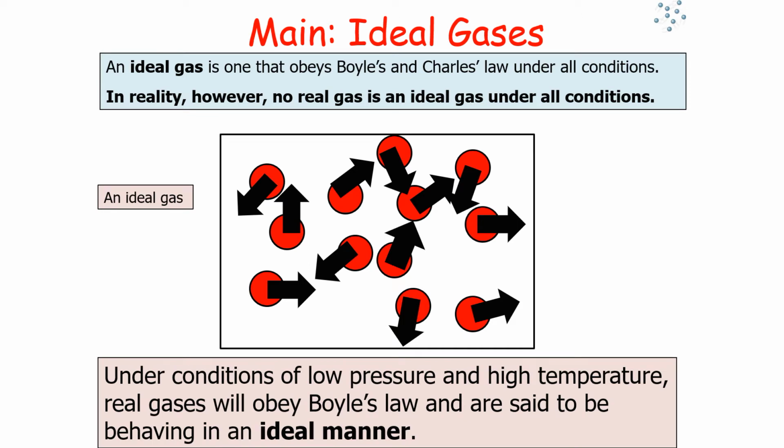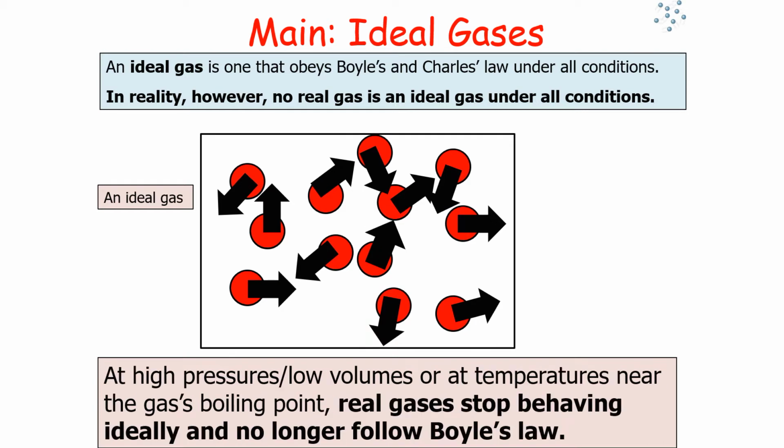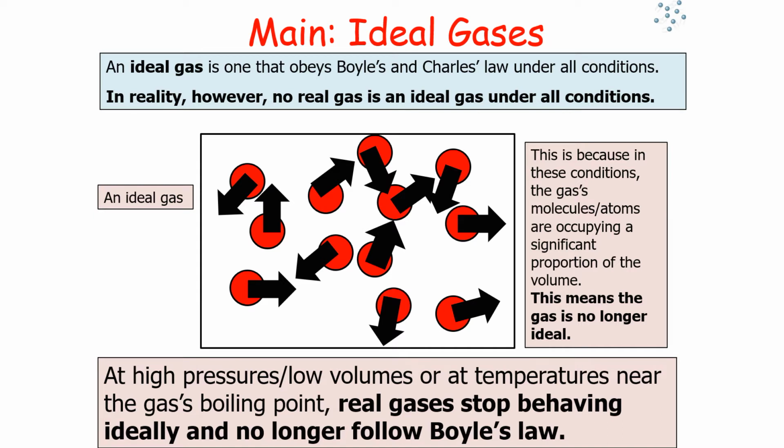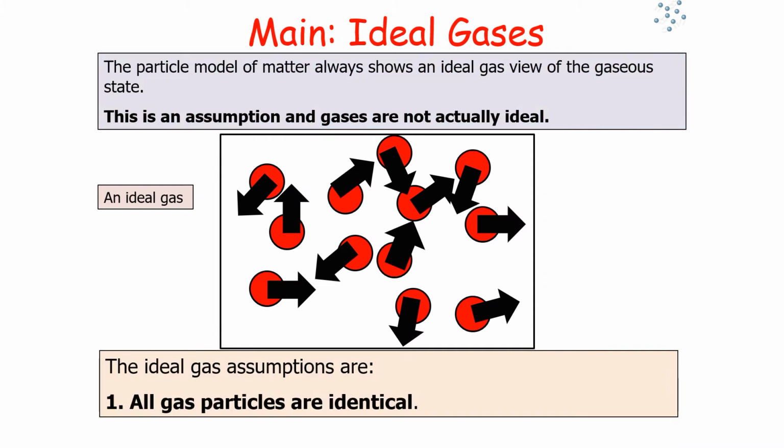Under the conditions of low pressure and high temperature, real gases will obey Boyle's law and behave in an ideal manner. But if you have a high pressure or low volume and temperatures near to a gas's boiling point, real gases stop behaving ideally and no longer follow Boyle's law. The reason is that in these conditions the gas's molecules or atoms occupy a significant proportion of the gas's overall volume, which means it can no longer be acting as an ideal gas. It's important to note that the particle model of matter always shows an ideal gas view of a gaseous state. But remember, this is an assumption and gases are not actually ideal.